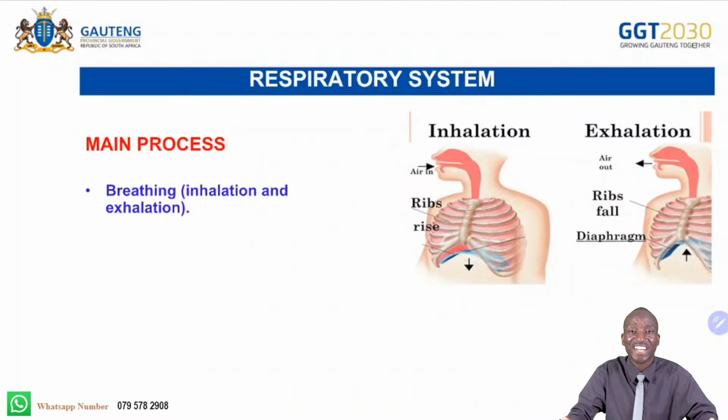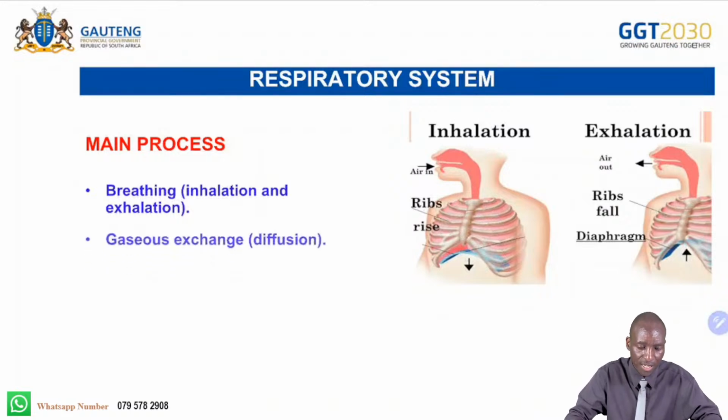When you talk of exhalation, it means that now you are breathing out. Breathing out is to exhale, and breathing in is to inhale. So that's the situation that happens each time we carry out these two processes. And when we breathe out, that is exhalation, what happens? Our ribs fall. So that's one of the main processes of the respiratory system.